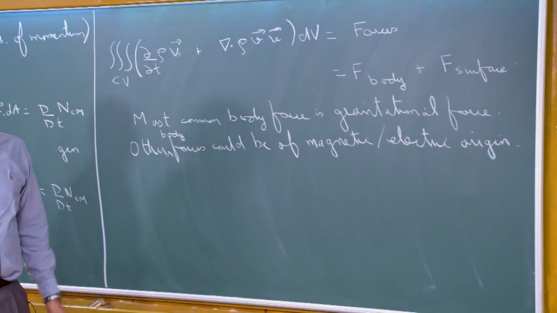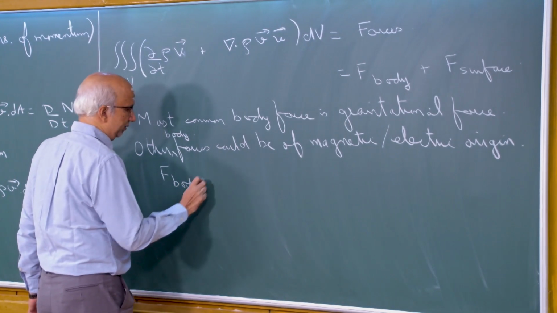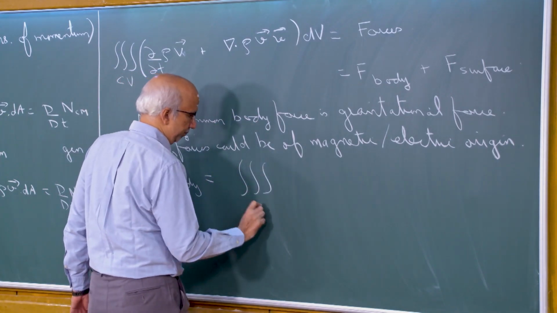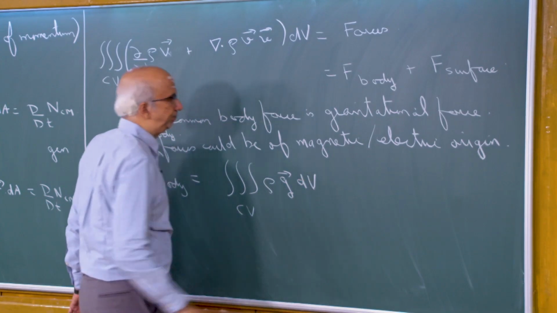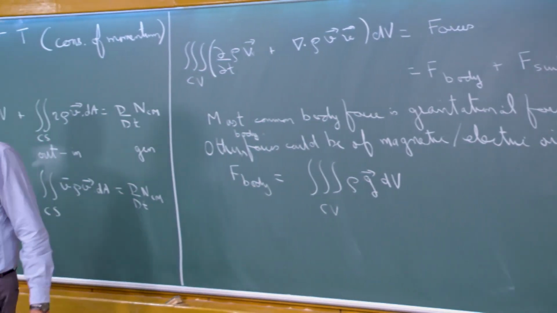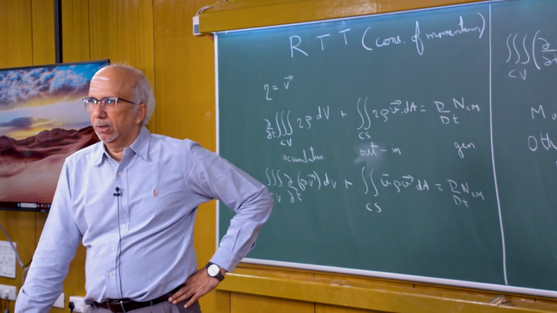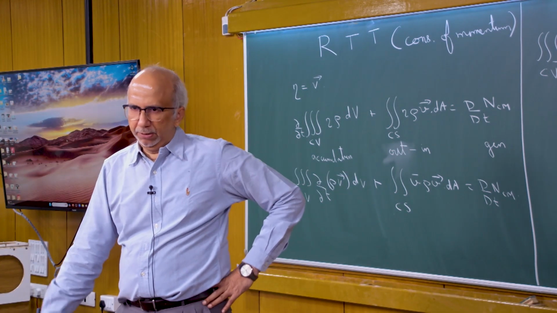So, if you look at the body force, what I am going to do is write this for the entire control volume as rho g dV. That is your body force which is acting on the material mass.